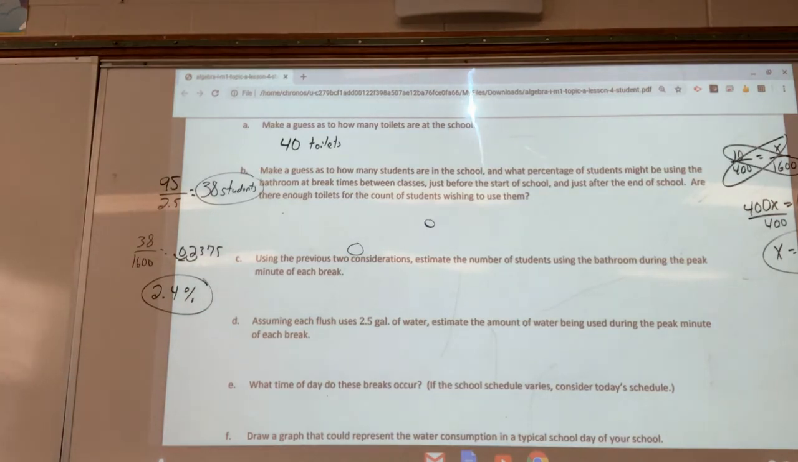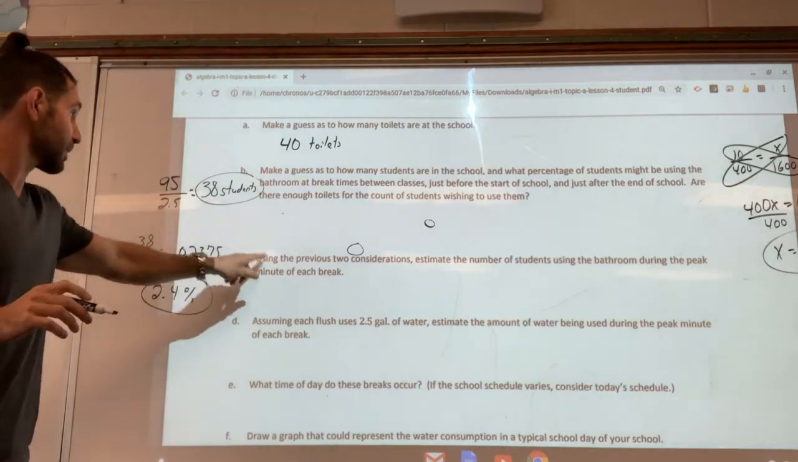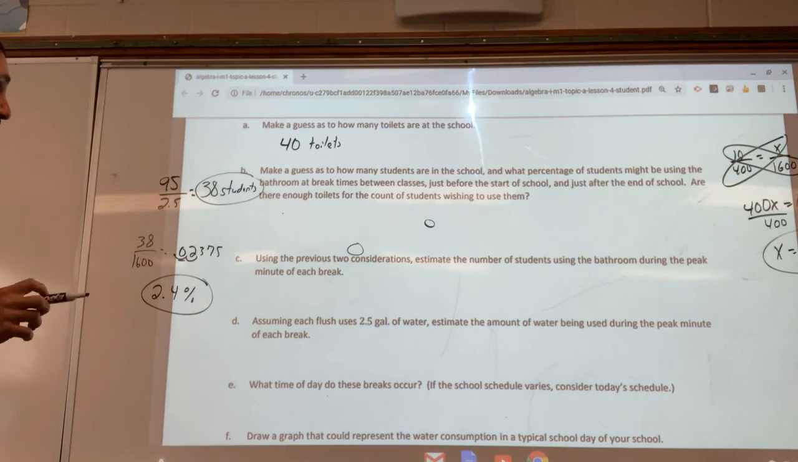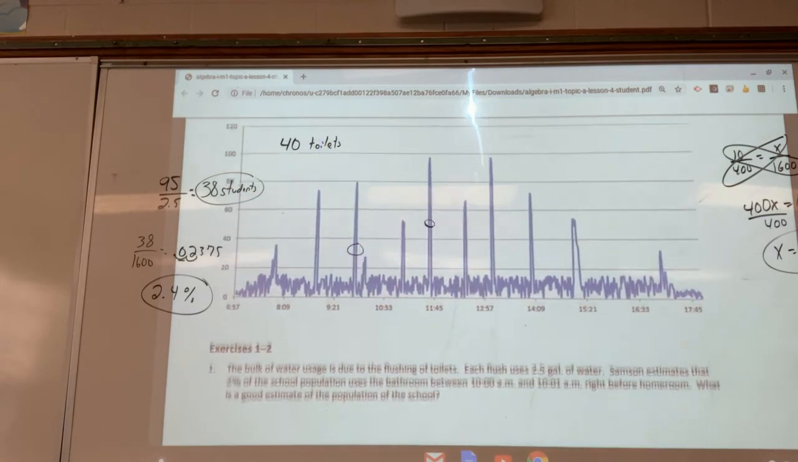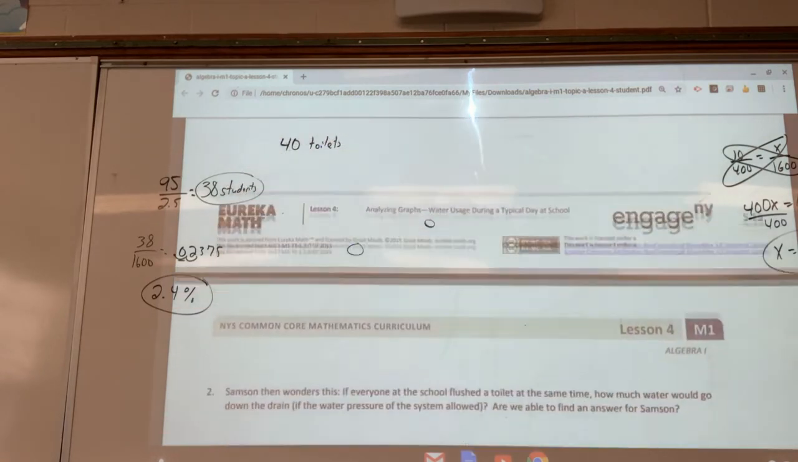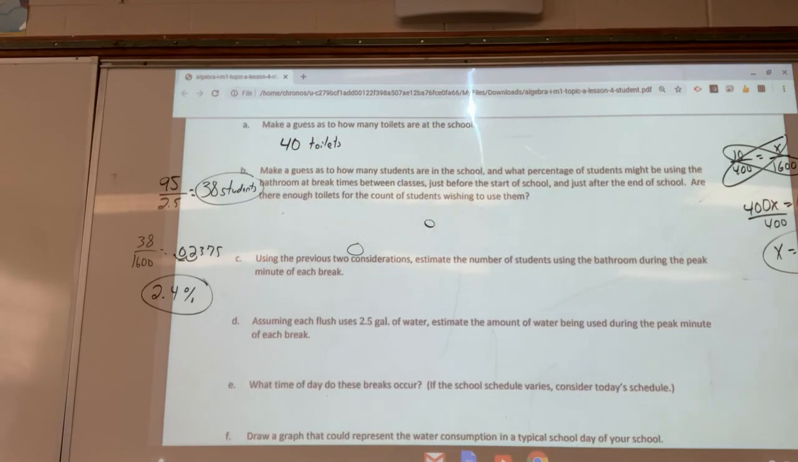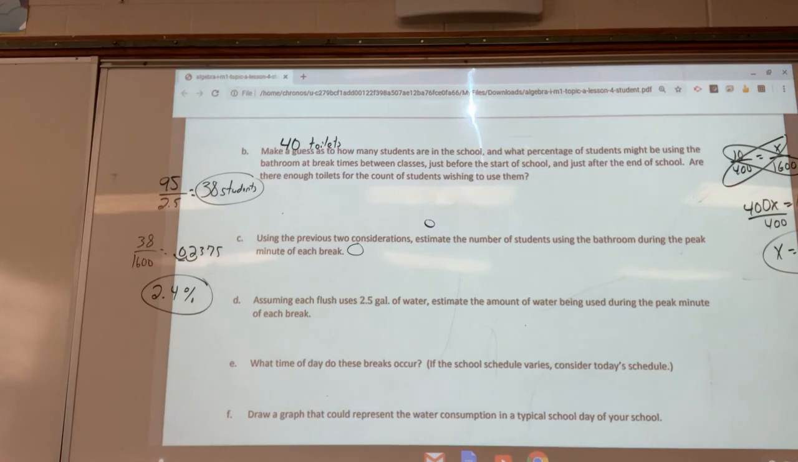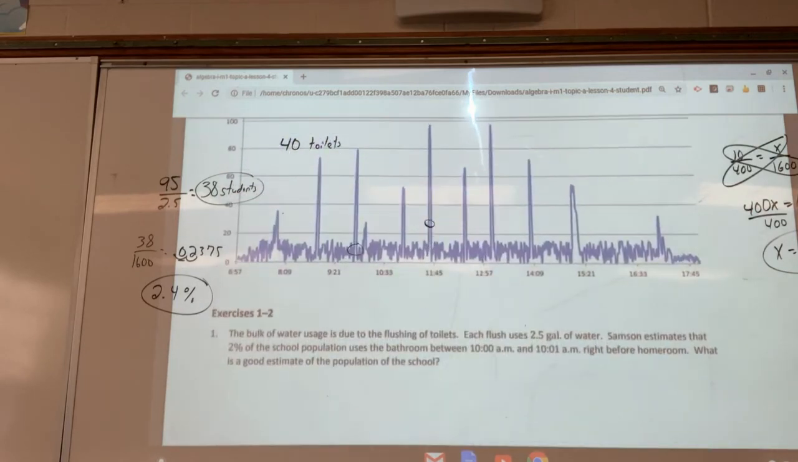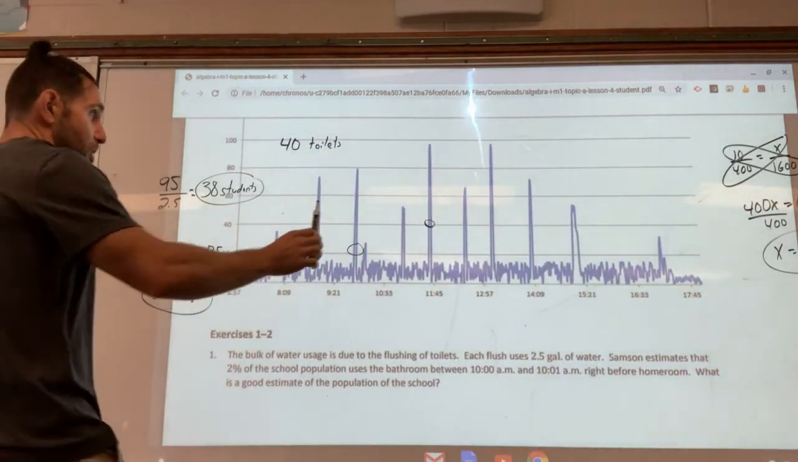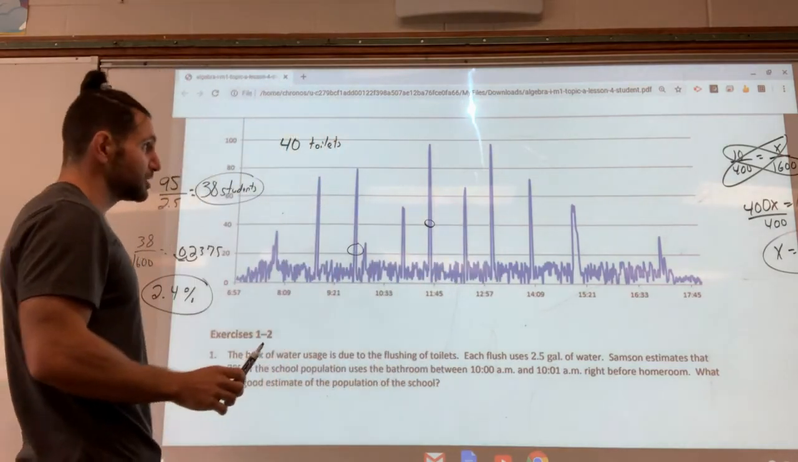Okay. So now we're going to estimate the number of students. We already did that, it's 38. Assuming each flush uses 2.5 gallons, estimate the amount of water used during the peak minute of each break. During the peak minute, well, we've already done that, it's about 95 gallons. So the amount of water used during the peak minute of each break is about 95. What time of day do these breaks occur? Well, if the school varies, consider today's schedule. My guess is where those peaks are, these. Change of classes, maybe lunch.